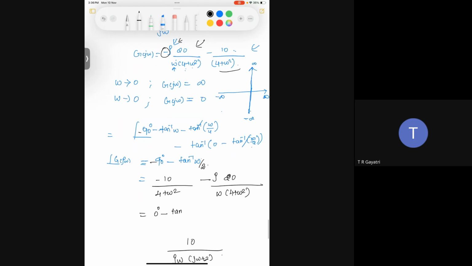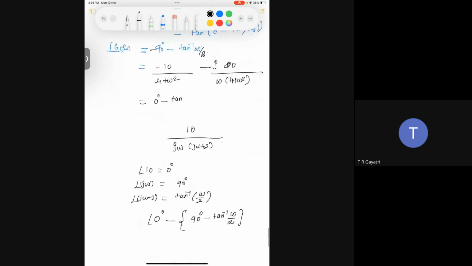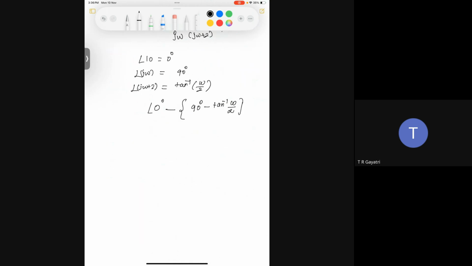That is correct. But we made a mistake somewhere, so we have to check. Okay, now we found the angle. With this angle, we will calculate how it behaves when omega equals 0: 90 minus tan inverse of 0, which will be 90.